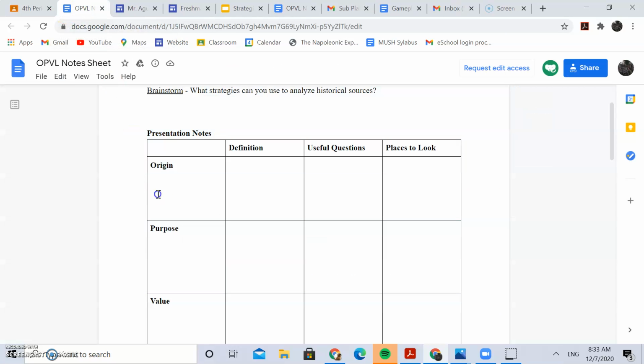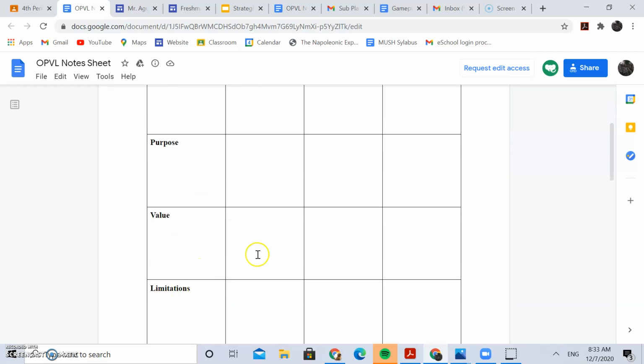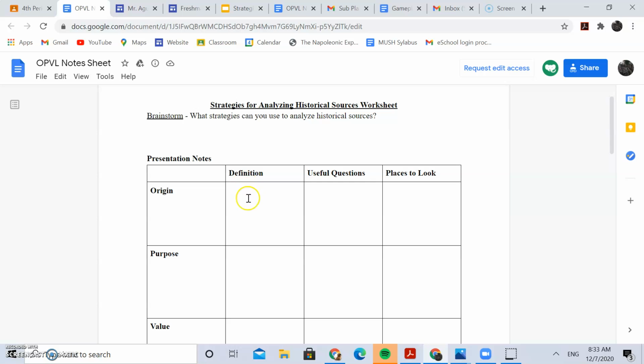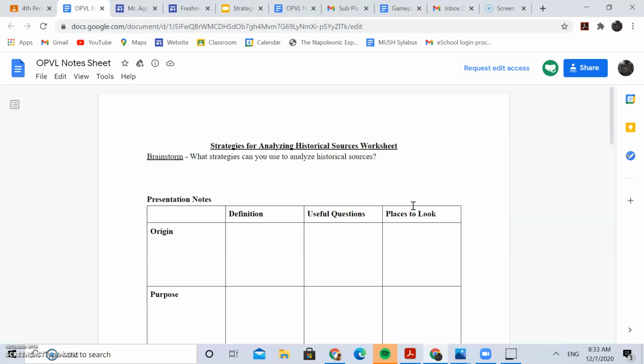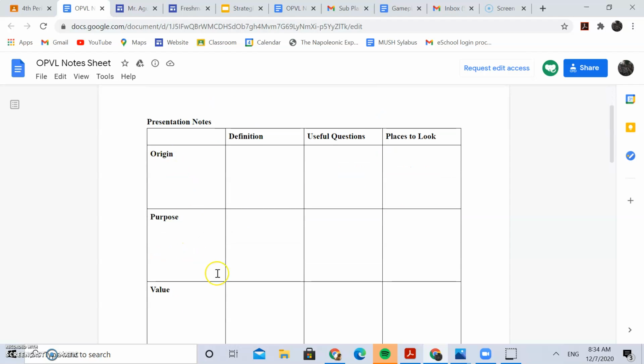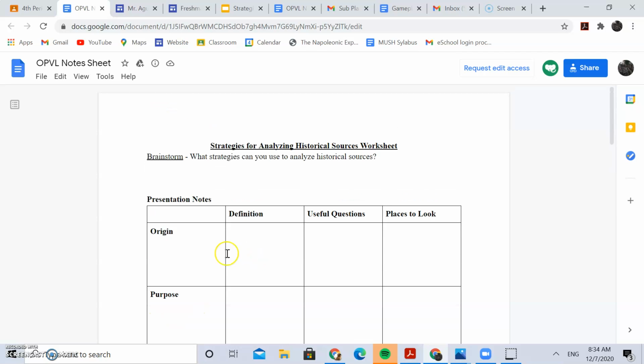But in that OPVL note sheet, I'm going to be going over origin, purpose, value, limitations. And for each of those, I'll be giving you a definition, useful questions to ask yourself to kind of understand how to do this, and places to look for origin within a document. Essentially what this worksheet is for is that you learn about these keywords, origin, purpose, value, and limitations. And these are all things or aspects of a source you should look for.